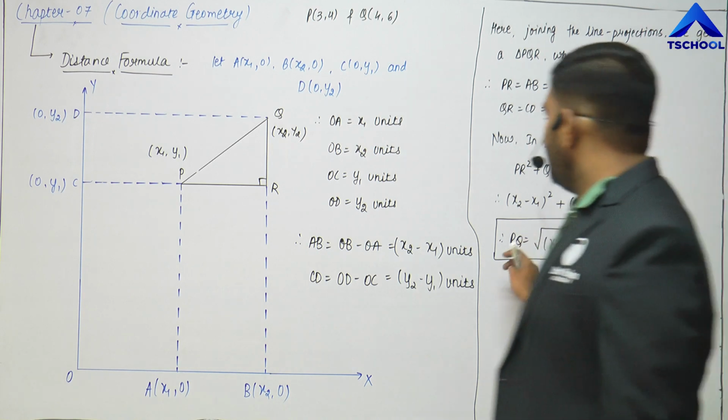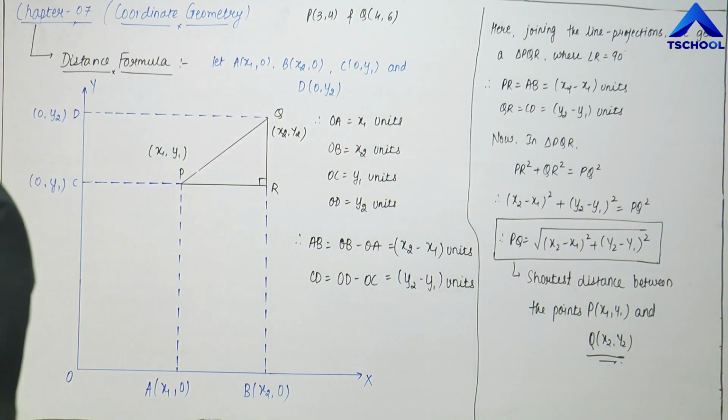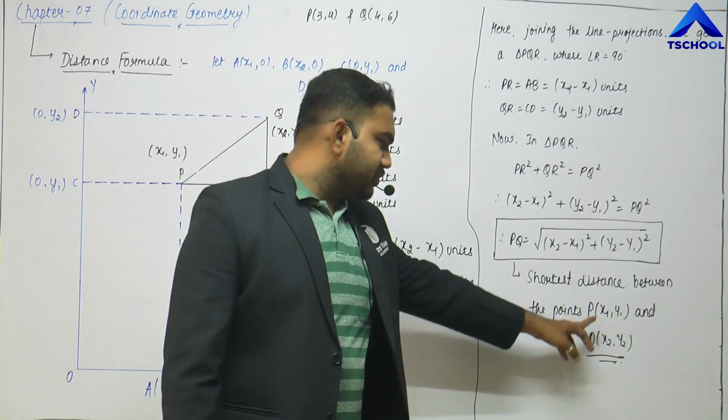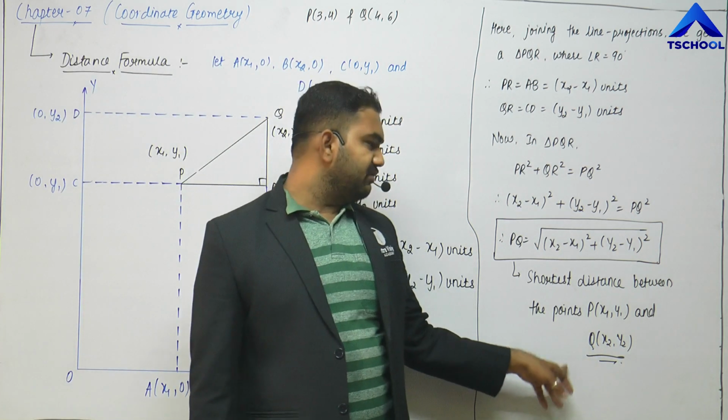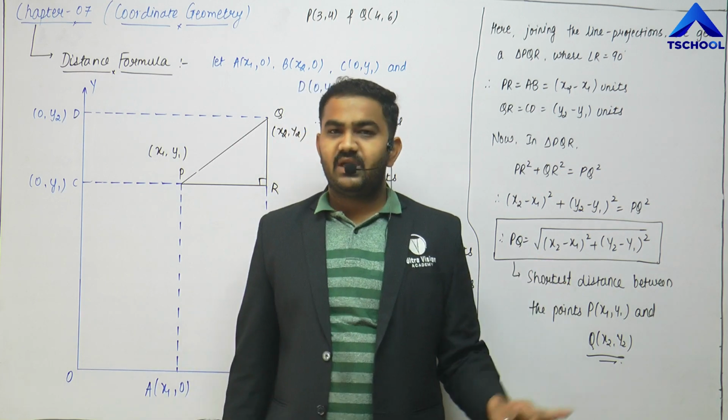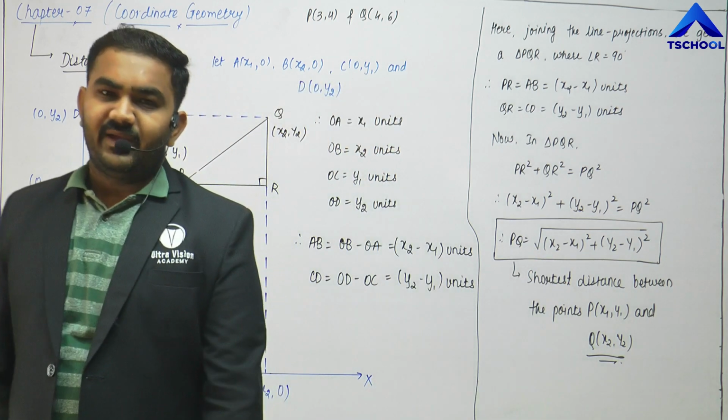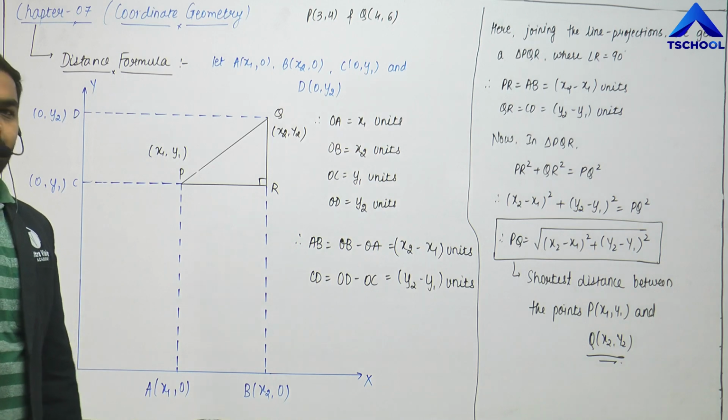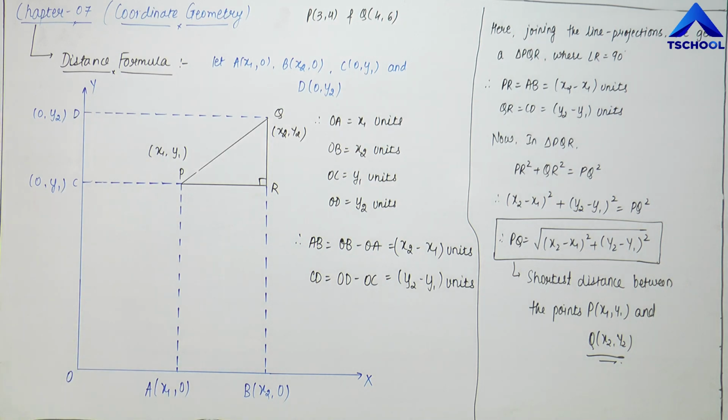So you need to remember this formula, the distance formula, that the shortest distance between two points P(x1, y1) and Q(x2, y2) is given by PQ equals the square root of (x2 minus x1) whole square plus (y2 minus y1) whole square. You need to remember this formula. Is it clear, friends? So that is the distance formula for today's topic. Is it clear?